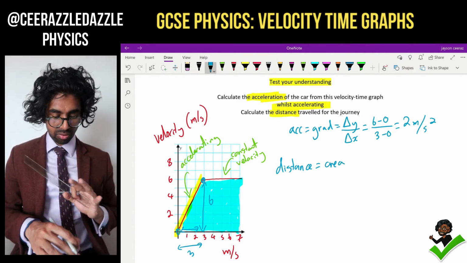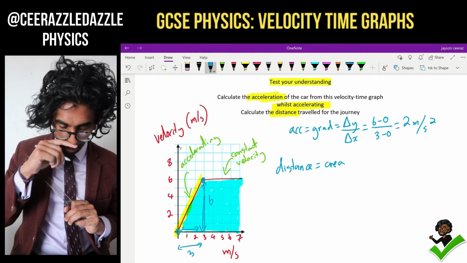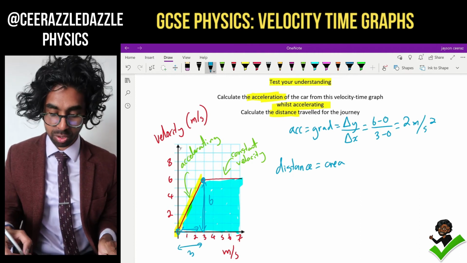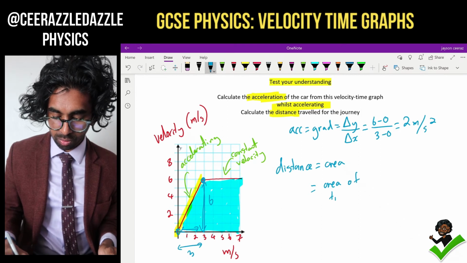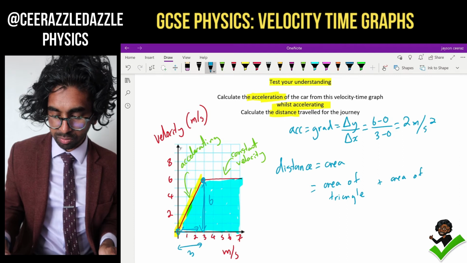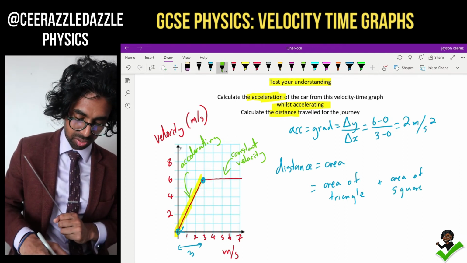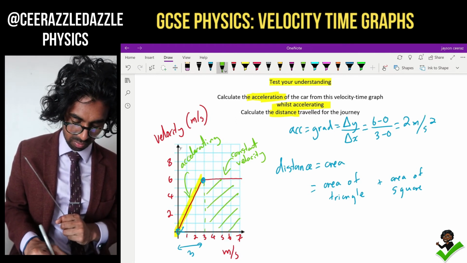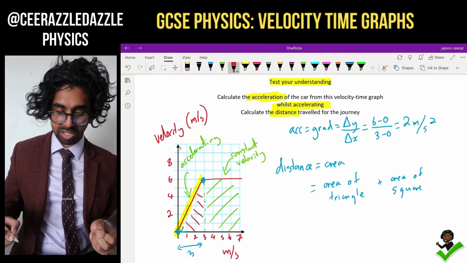But you've got now the following shape. You've got a triangle, and you've got a square. So I'd work out the area of the triangle plus the area of the square. Okay, so let's go. This bit is the square, and this bit is my triangle. So I can work them out separately.